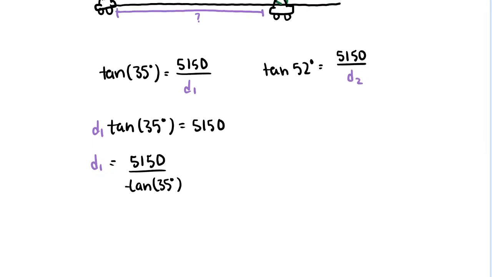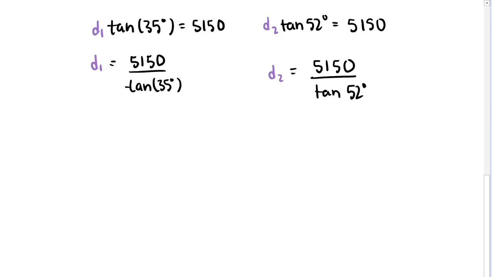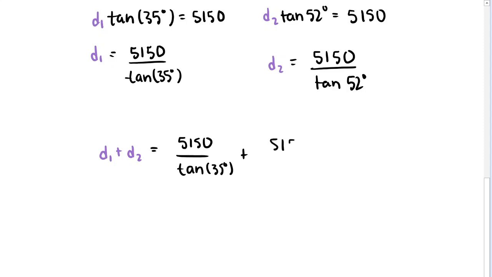And then we could do the same thing for D2 on this right equation. So D2 times tangent of 52 degrees is equal to 5,150, dividing both sides by tangent of 52 gets my D2 isolated, and so this is 5,150 over tangent of 52 degrees. And so D1 plus D2 is the measurement we want. That's the distance between the cars. This is 5,150 over tangent of 35 degrees plus 5,150 over tangent of 52 degrees.